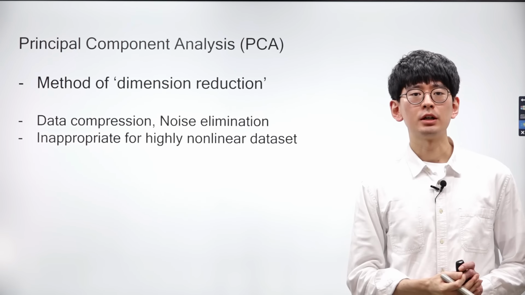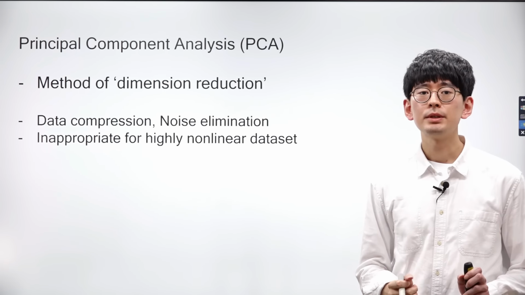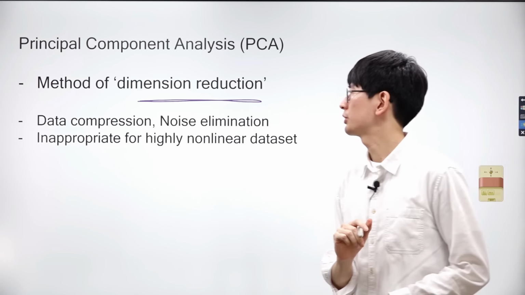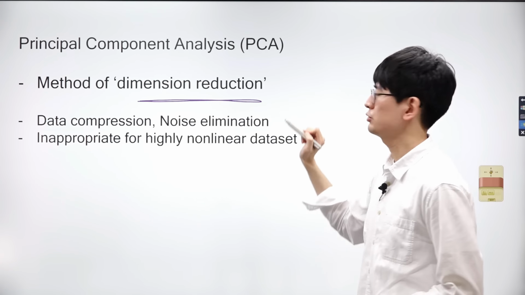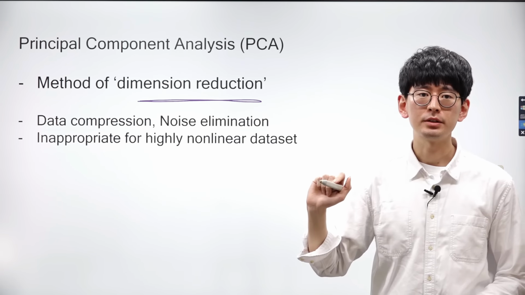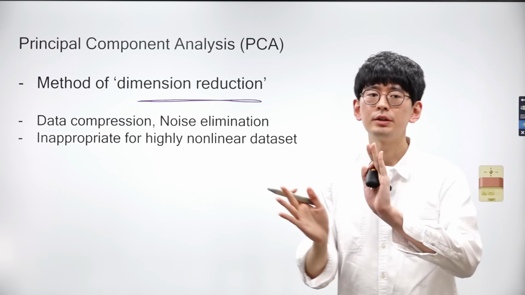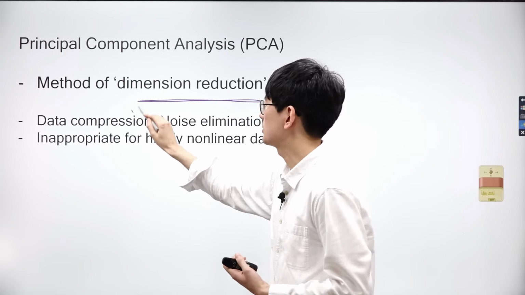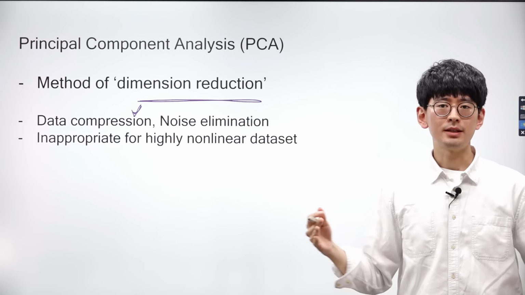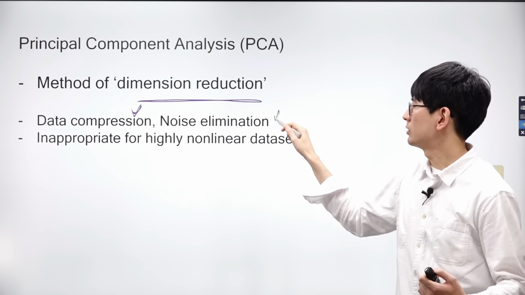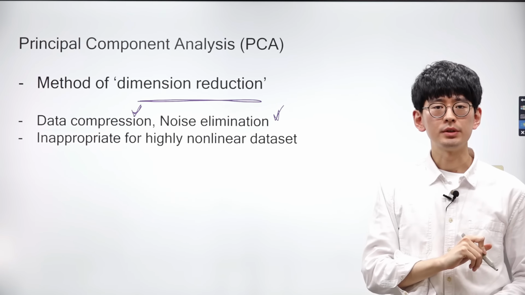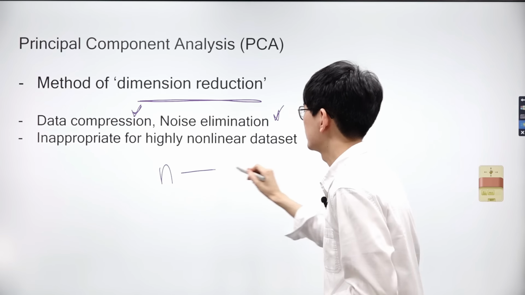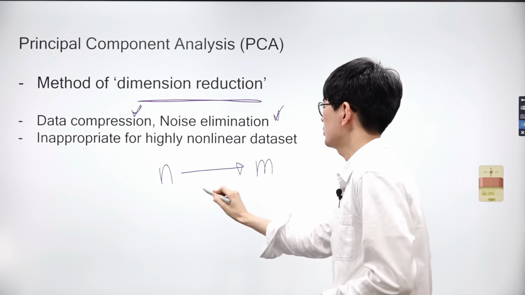Let's explore how linear algebra can be applied to principal components analysis. PCA is frequently used in data analysis and artificial intelligence, and it's one of the methods of dimension reduction. First of all, let me explain why we need dimension reduction in artificial intelligence. First, we compress high-dimensional data to lower dimensions. Additionally, by reducing the dimensionality of the data, we eliminate noise within it. In a sense, we reduce the data dimensions from n to m, where m is less than n, through dimension reduction.